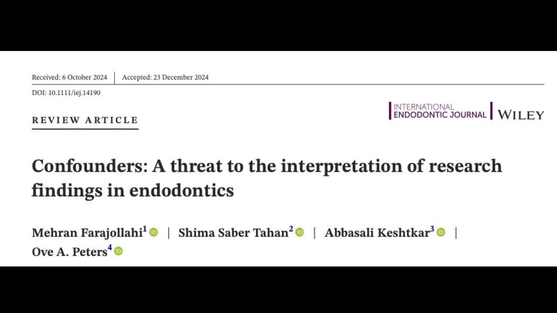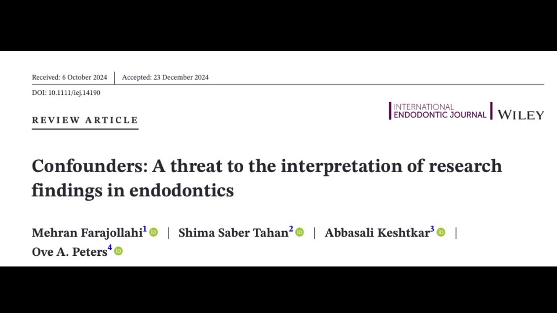Since most endodontic studies seek to investigate the effect or association between an exposure and an outcome through analytical observational designs, confounding is considered a significant concern, as it obscures the true effect of the exposure. Analytical observational studies are characterized into three main types: cohort studies, case control studies, and analytical cross-sectional studies. The aim of this review is to clarify the concept of confounding, explain methods for controlling these variables, and show how confounding influences the inference of a causal relationship.